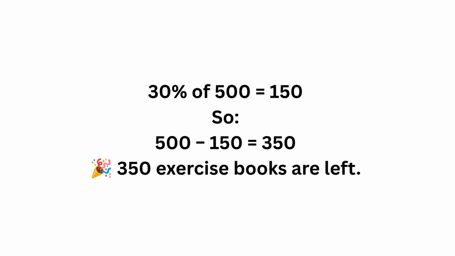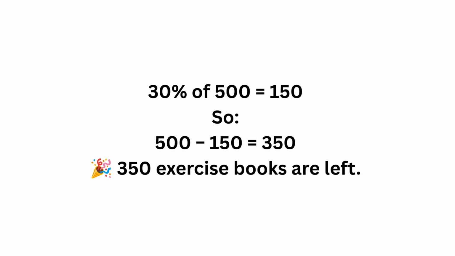First, find 30% of 500. So the first thing is that you find 10% of 500, and 10% of 500 is 50. To get 30% of 500, you multiply 50 by 3. That's 10% times 3, right? To get 30. And 50 times 3 gives us 150. Now, 150 are the ones sold.